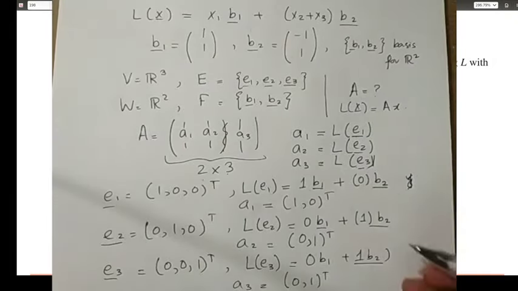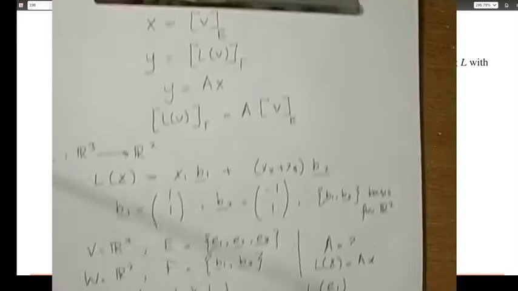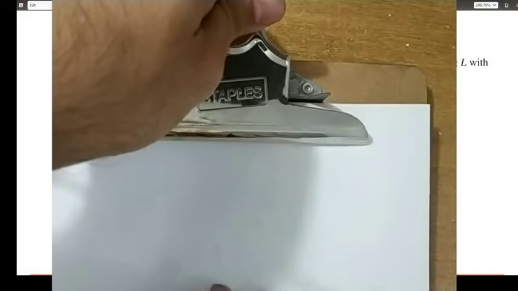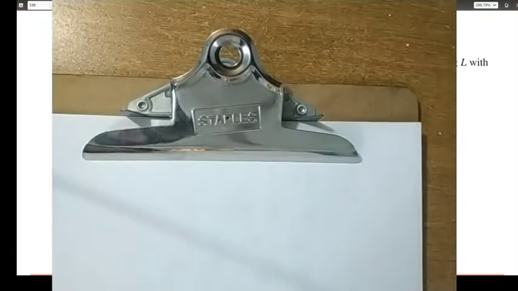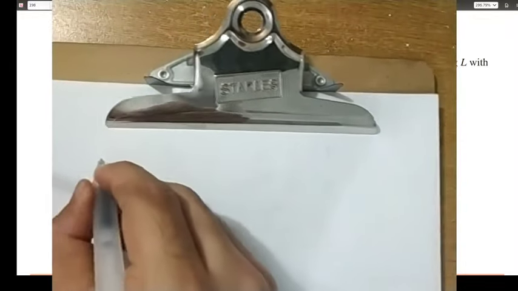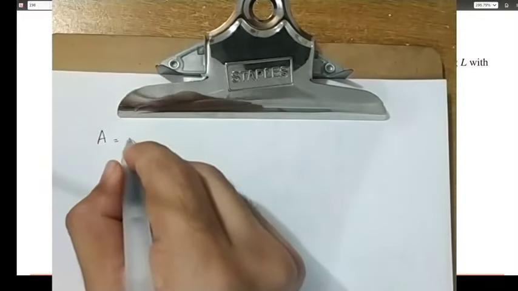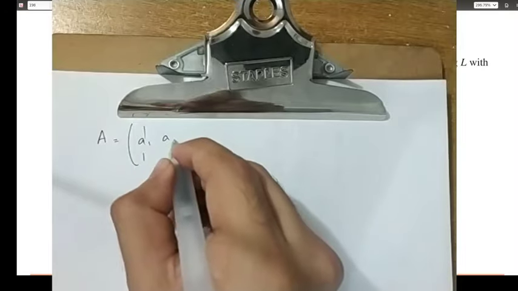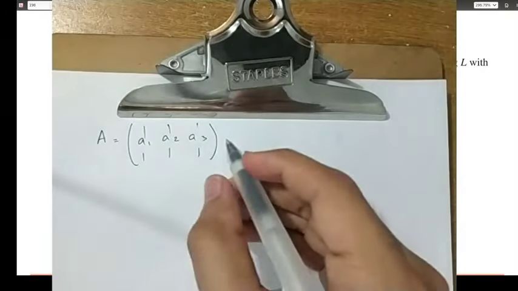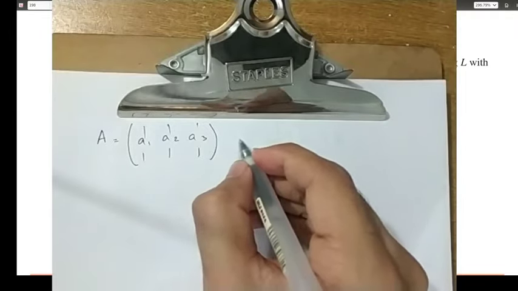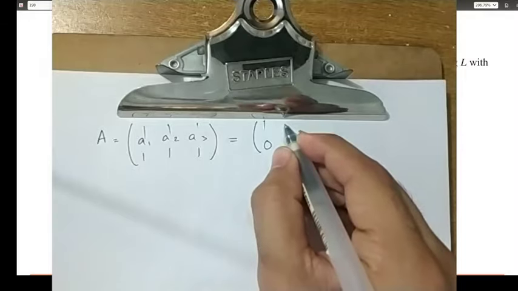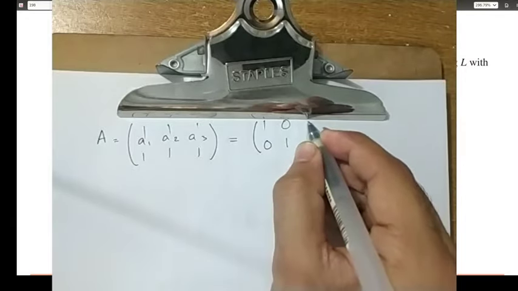So the matrix for this transformation, if I can write it column wise, what was it? It was (1, 0), (0, 1) and (0, 1). So matrix A for this transformation is actually A1, A2, and A3, which equals simply 1 0 0 over 0 1 1.